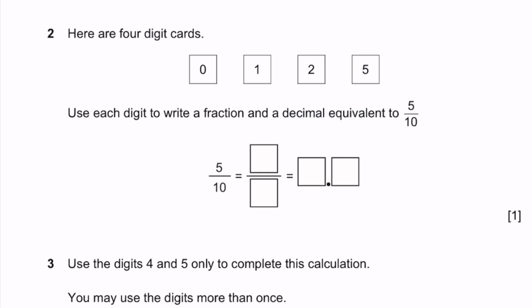Question 2. Here are 4-digit cards. Use each digit to write a fraction and a decimal equivalent to 5 by 10. 5 by 10 is equal to 1 by 2, 0.5.